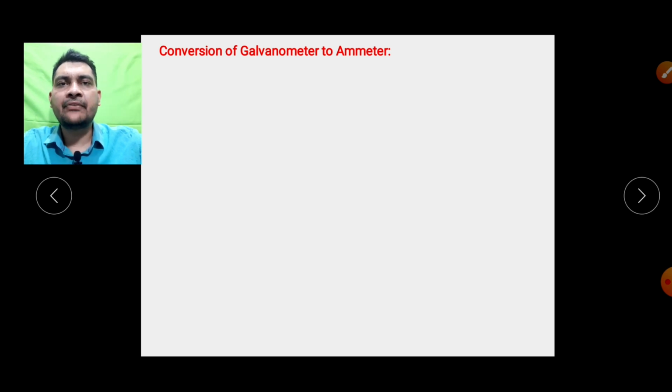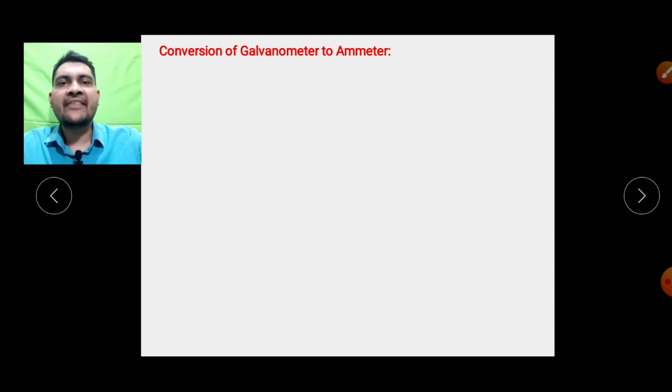Now we have the next very important topic, conversion of galvanometer into ammeter. Dear students, if you have galvanometers available in the laboratory and you want to use them as ammeters, to measure the value of current in a circuit. Actually galvanometers are not meant for measuring current. Galvanometers are used for checking the presence of current, whether current is there or not. But with some changes you can use a galvanometer to measure the value of current. It is a very simple process.